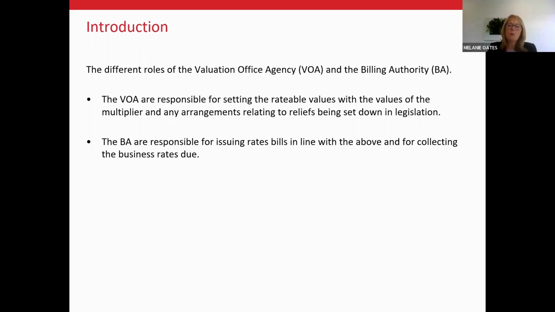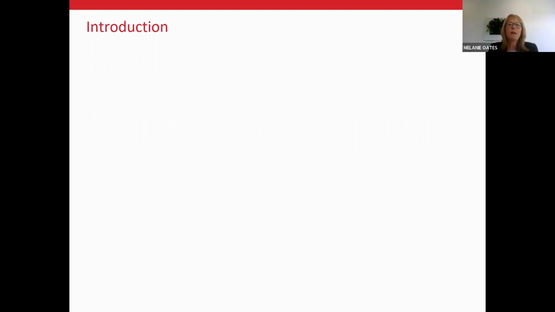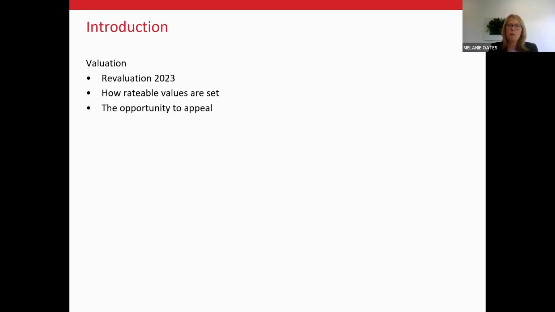So with this in mind, what I'm going to look at is both the valuation and the billing under separate headings and the key points in relation to each. So with regard to, firstly, valuation, we'll just consider the revaluation 2023, what that actually means. We'll also look at rateable values, what they are, how they are set, what opportunities you might have to appeal the valuation, and the dealing with check challenge appeal, which is the process by which you appeal.